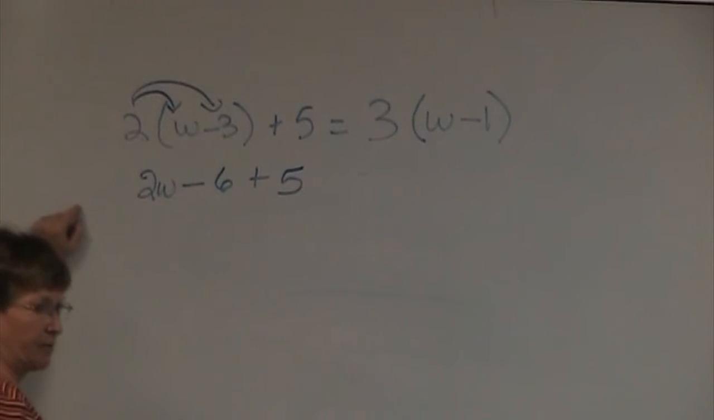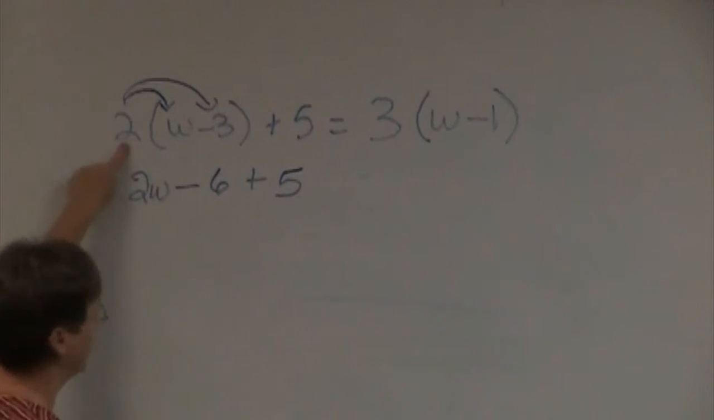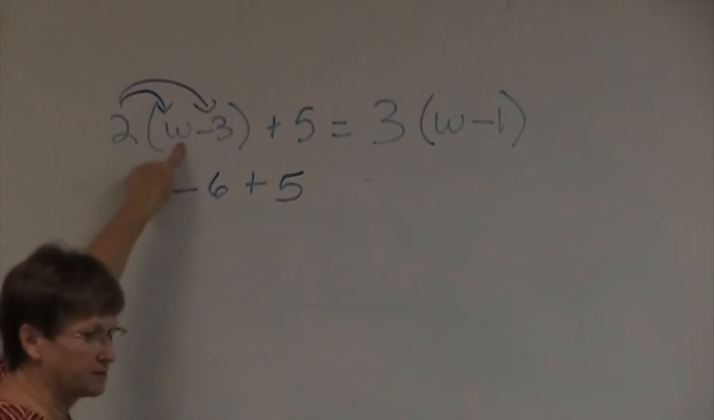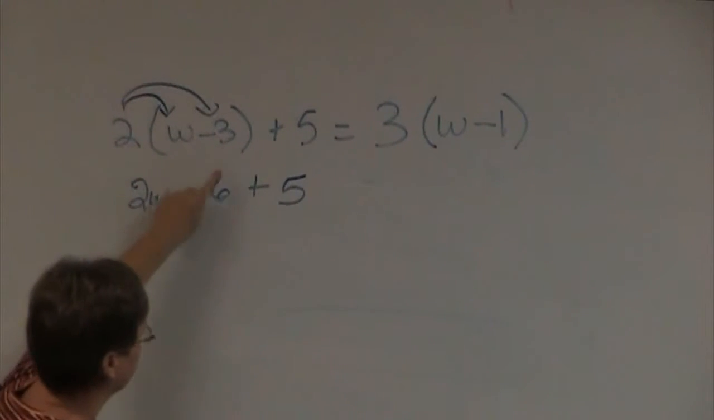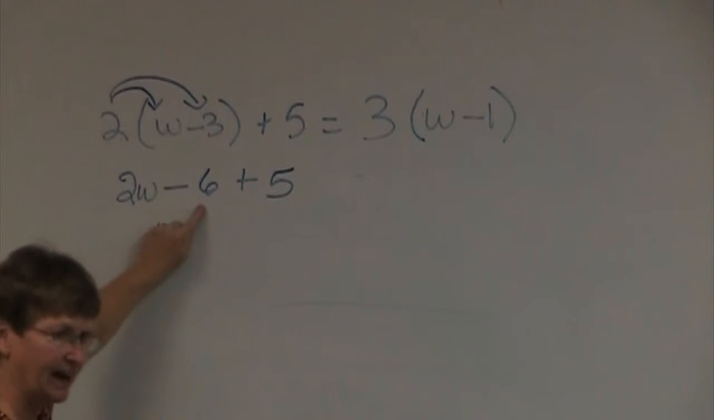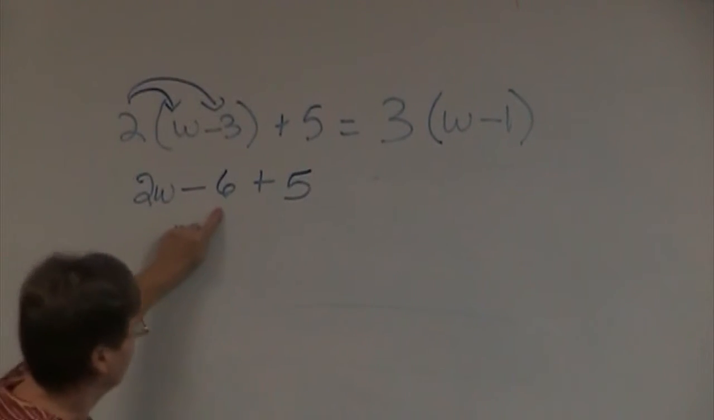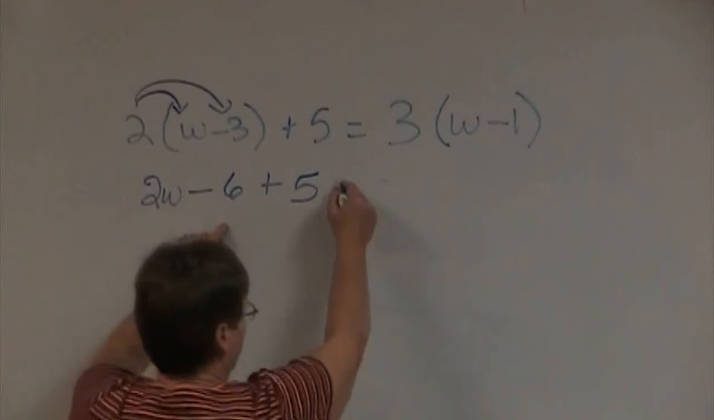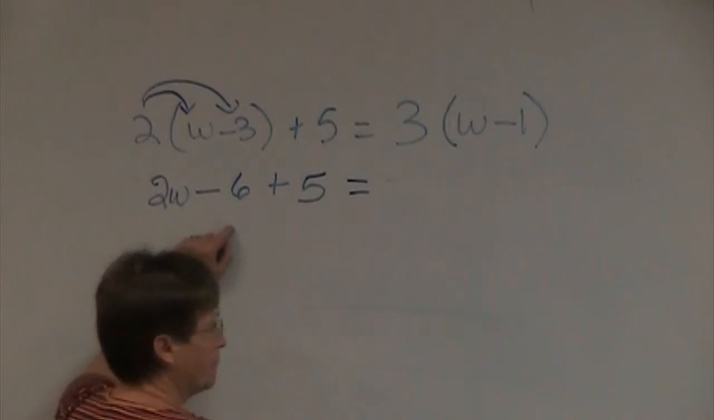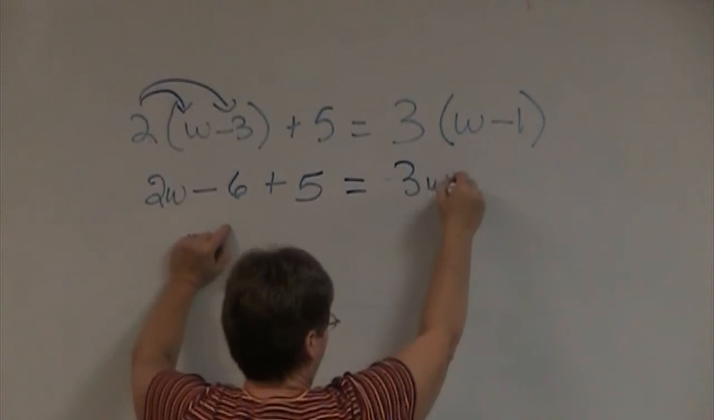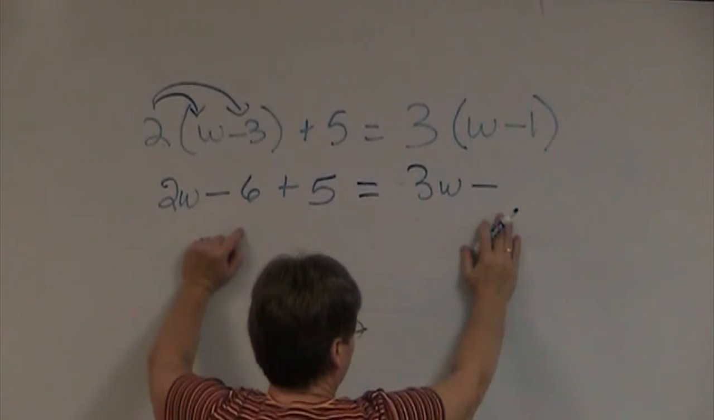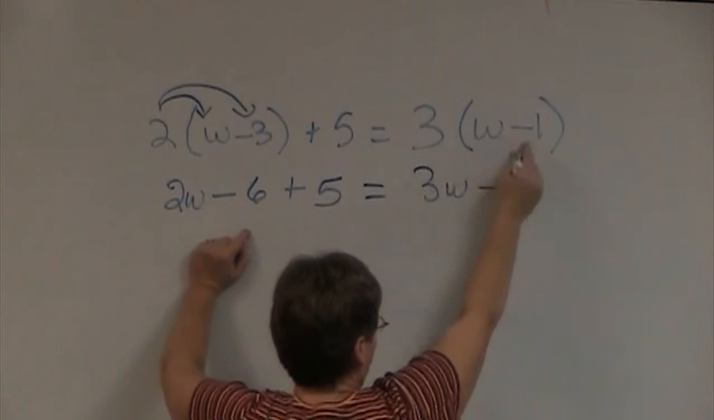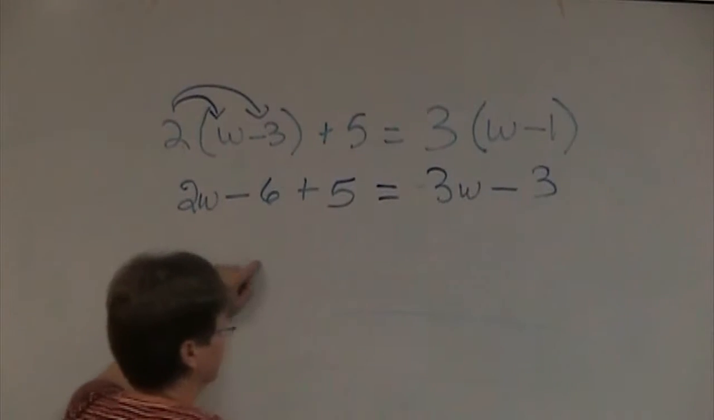That's distributive property. You take the number on the outside times the first thing inside, that's this. You take the number on the outside times the second thing inside, that's that. 6, right? Alright, on this side column, do the distributive property. 3W. And then negative, or this 3. 3 times 1 is 3, right? The minus sign comes down.